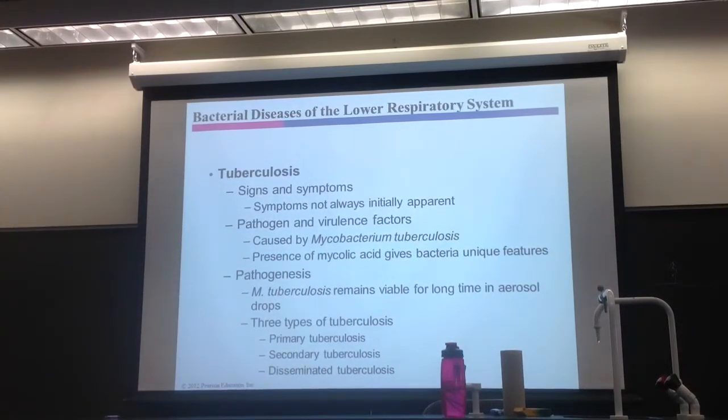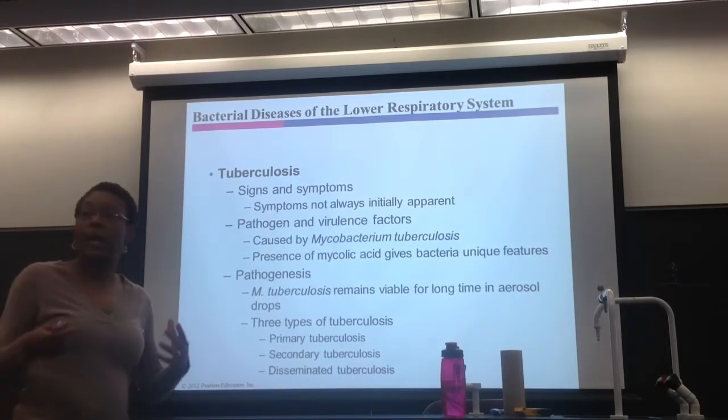These signs of TB are very mild. You may just have some coughing, right? It's very mild. But later on, you can have some very serious symptoms appearing. Now, the causative agent is Mycobacterium tuberculosis. We already know it has that mycolic acid layer, right? That mycolic acid layer helps that bacterium survive desiccation, but it also helps the bacterium survive once it's inside of your body.